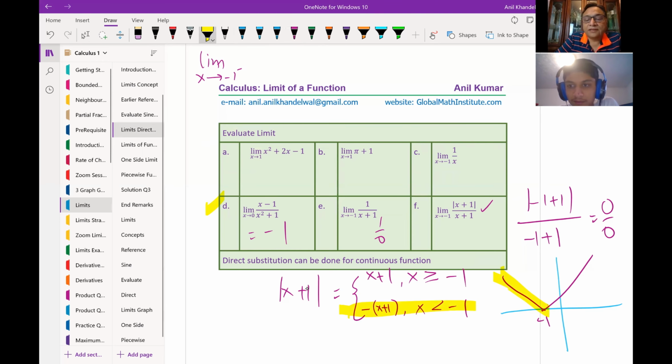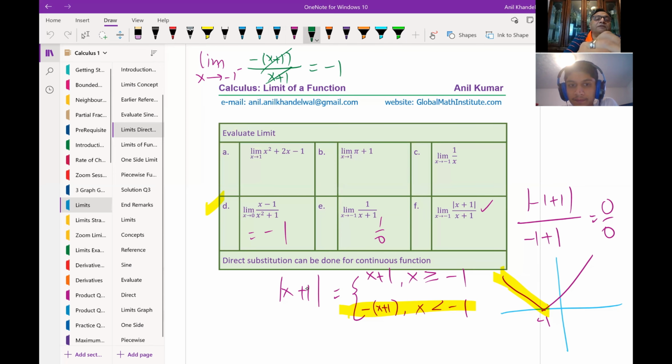Yes, sir. And therefore, the numerator is equal to minus of x plus 1, correct? So I'll write this function as minus of x plus 1 over x plus 1, and that gives me a value of -1, because x plus 1 cancels. Clear? Yes, sir. Since x plus 1 cancels, I get -1.